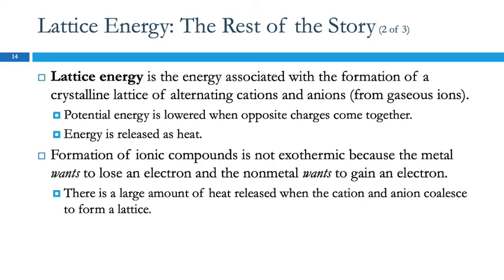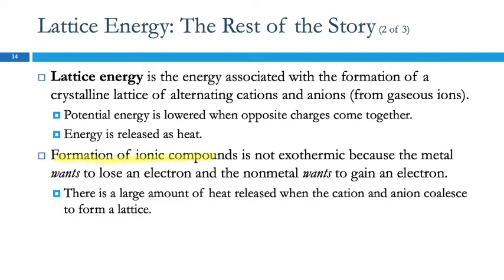Lattice energy is the energy that's associated with the formation of a lattice of alternating cations and anions. The potential energy is lowered when the opposite charges come together. And when the energy is lowered, the energy that it had before has to go somewhere, and so that gets released as heat.